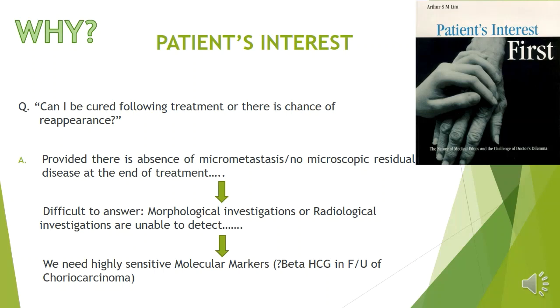So we need a very highly sensitive molecular marker, right? So that it can immediately detect and predict that yes, this cancer is going to come back. That kind of highly sensitive marker is required, which can give an idea whether the tumor will relapse in the near future. For example, we are using beta HCG in follow-up of choriocarcinoma, right? Beta HCG is used for continuous monitoring after a successful chemotherapy in a case of choriocarcinoma.